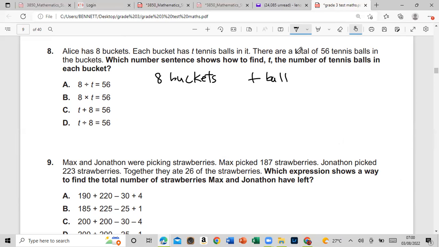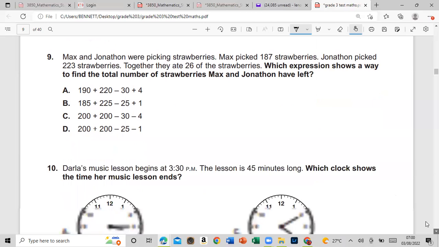So the total, there are a total of 56 tennis balls. So in all, you get 56. So what would be T? So it would be 8 times T equal 56. So that would be B. Very nice question. What the Americans do, they kind of focus on the critical thinking aspect of it. I kind of like that.